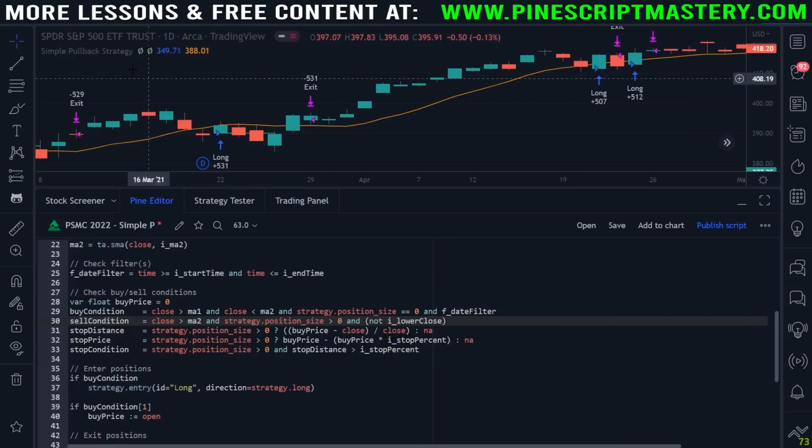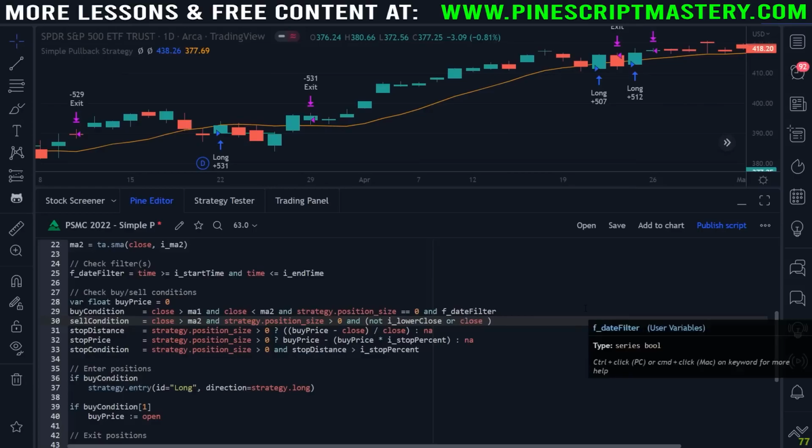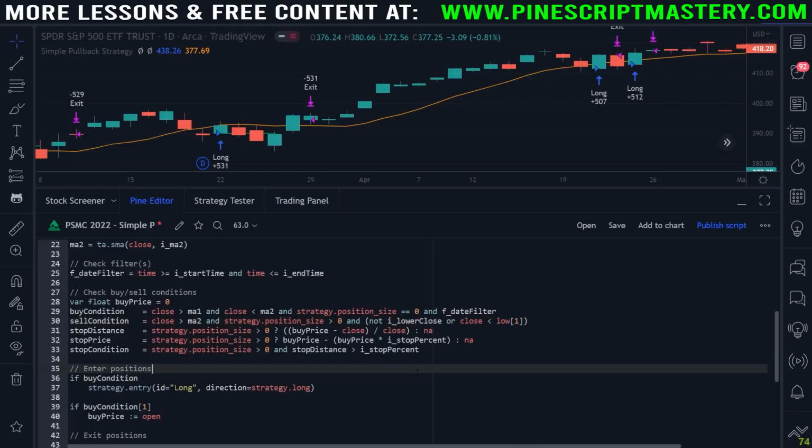So if we do not have that setting turned on, we will just exit when price closes back above the SMA. Otherwise, if we do have this turned on, then we want to check if the current bar's closing price is lower than the previous bar's low. That's it. Really simple. Just a couple of characters of code here. And let's see how it affects our bottom line. So I'll save that code.